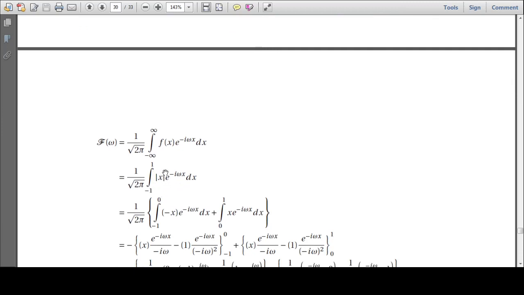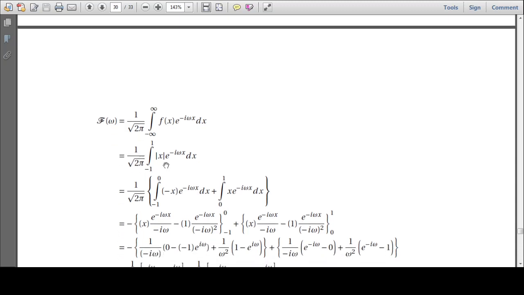We know that mod x is not differentiable and so not integrable, so we split this integral into two parts. Here mod x is based on the value of x. If x is negative, modulus of x is negative x. If x is positive, modulus of x is positive x. So we can split this integral into two parts.